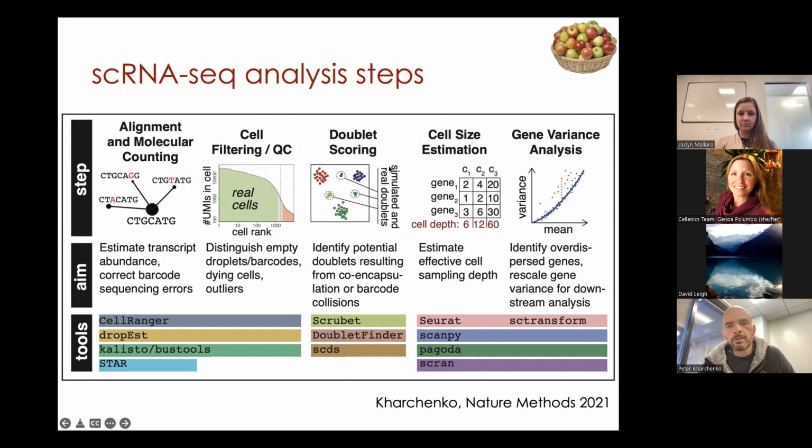The other part here that is becoming increasingly important is recognizing doublet populations. So if you imagine, we do an experiment and we sequence these 3 major cell populations, red, green, and blue. But let's say some of these droplets capture pairs.